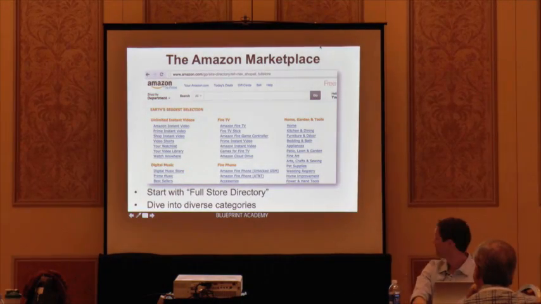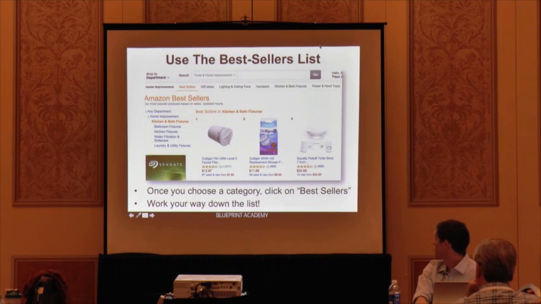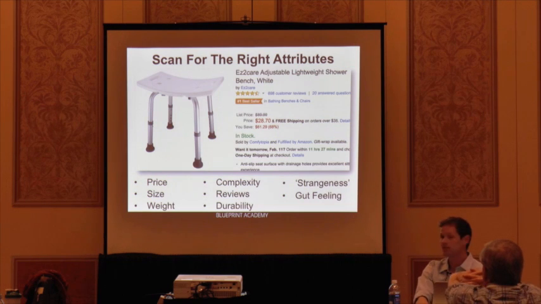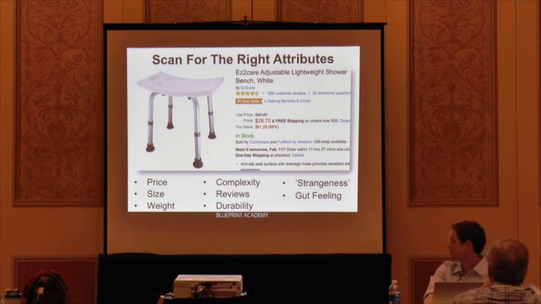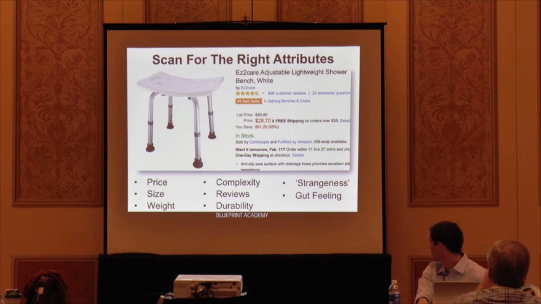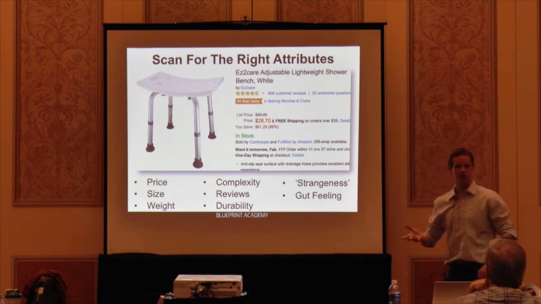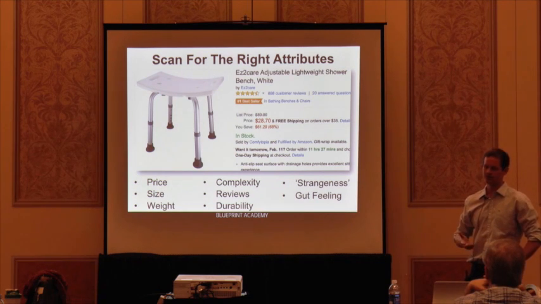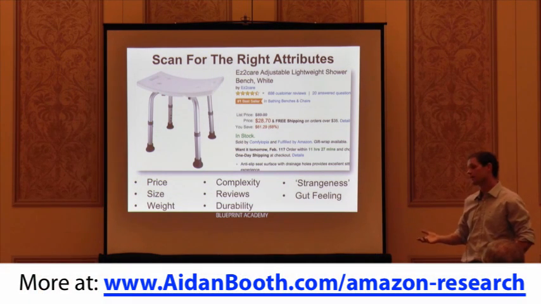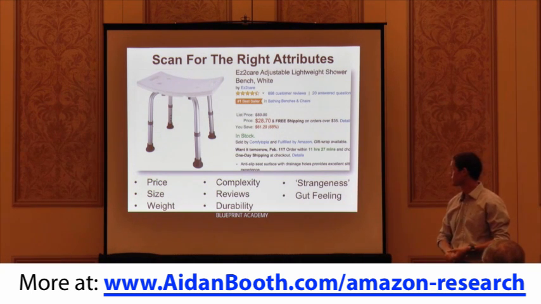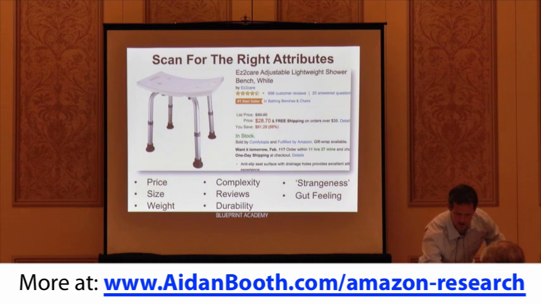So that's kind of a run-through of how we do that. Again, we're scanning for price, size, weight, complexity of it, durability. I quite like to look at strangeness as well. If it's quite a strange product, then oftentimes other people haven't thought about it or haven't gotten into that niche. Durability, if you're selling crystal glasses, then there's a chance they're going to be breaking when they're getting shipped out to customers.